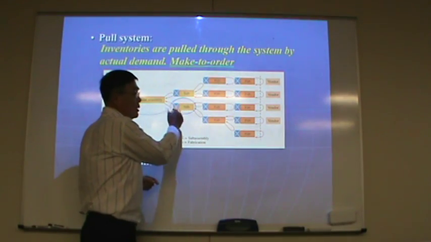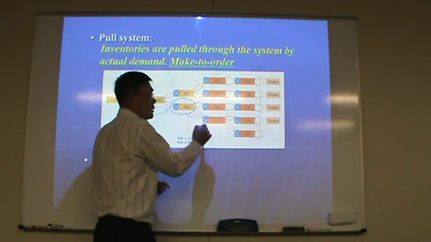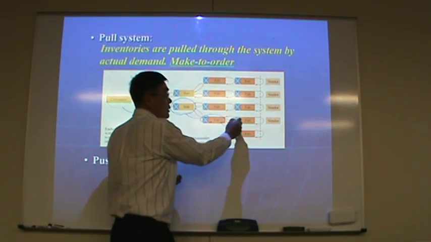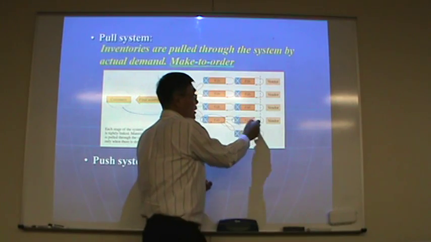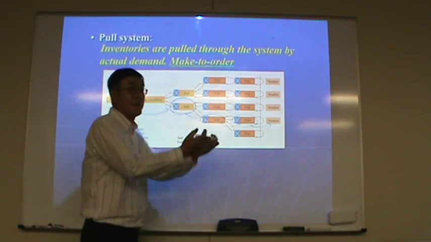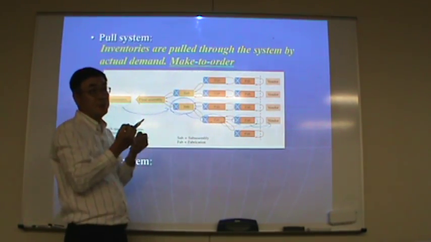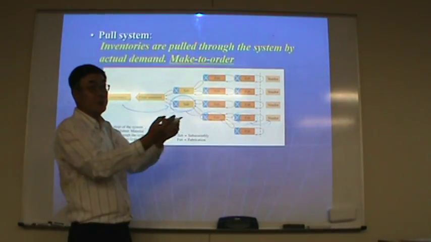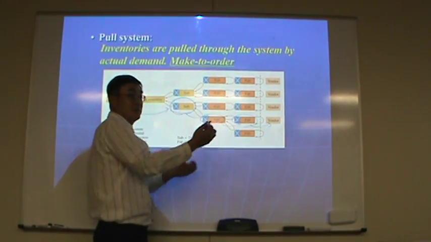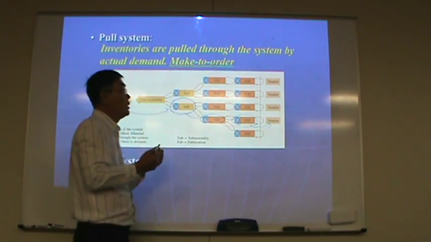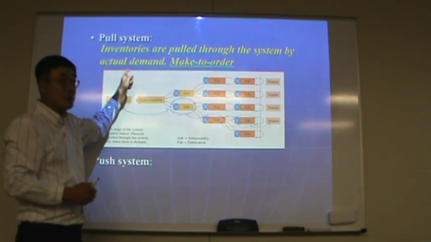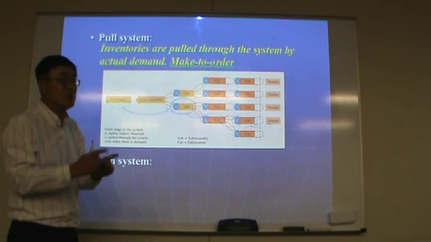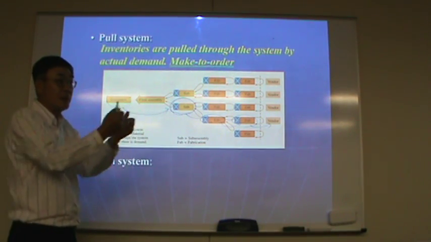This final process asks for a part: I need a part. This one asks, I need a part. This one asks, I need a part. So, ask for a part and then pull. So, inventory is pulled. So, make to order system is pull system, and JIT system is make to order system and pull system.